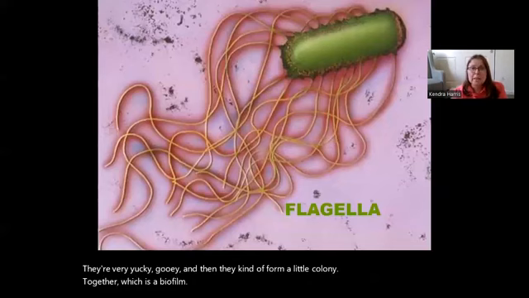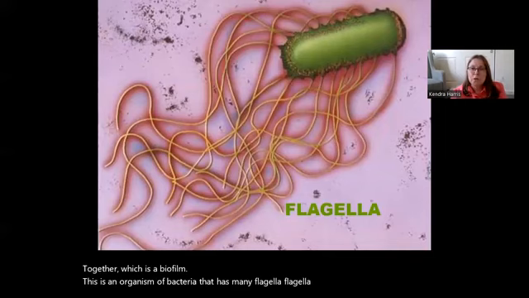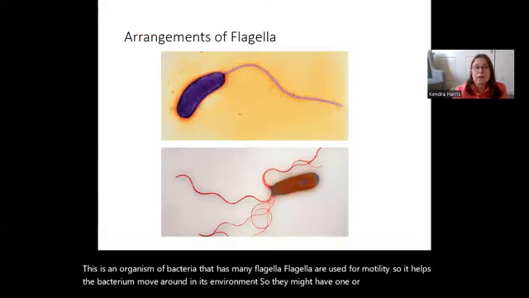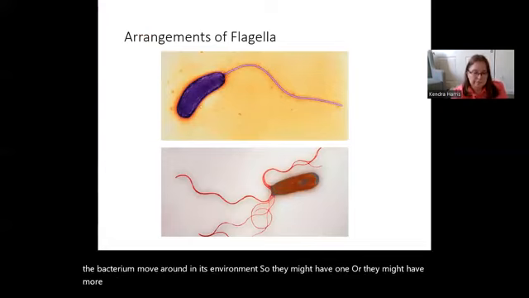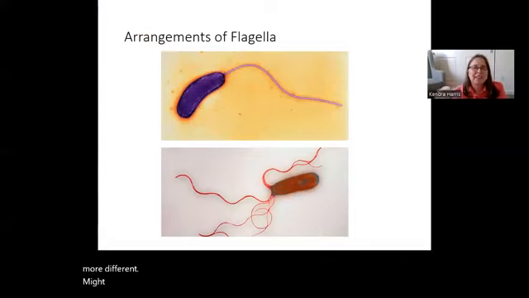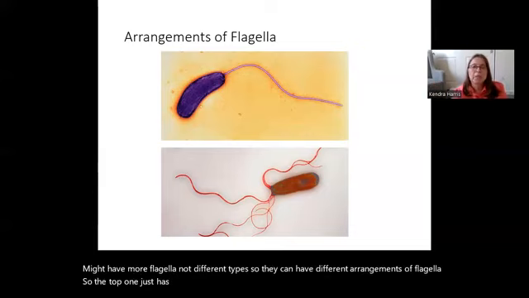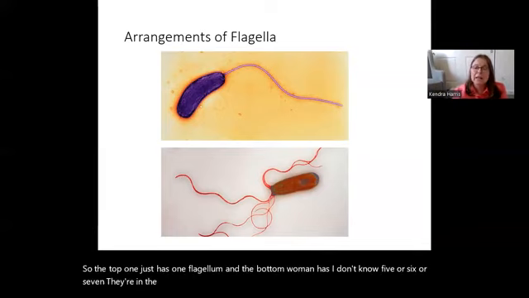This is a bacterium that has many flagella. Flagella are used for motility. It helps the bacterium move around in its environment. So they might have one or they might have more flagella. They can have different arrangements of flagella. The top one just has one flagellum and the bottom one has, I don't know, five or six or seven. They're in the same place, but there might be multiple ones.